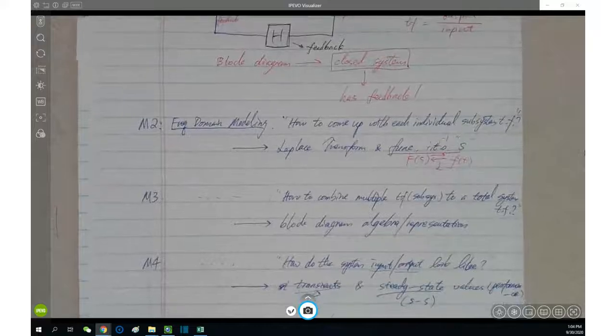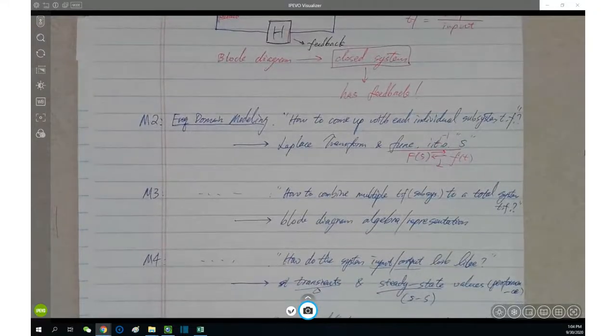So time response, this module is for what? As saying here, module 4 is trying to answer a question. How do the system input and output look like? We are talking about signals. How to figure out the input and output signals? Well, the input is given. It's a particular input. We will see what kind of input signals we're going to use. And we are mainly studying the output.